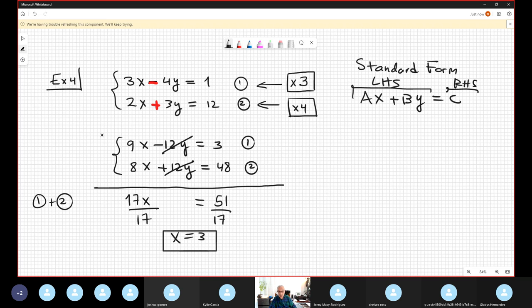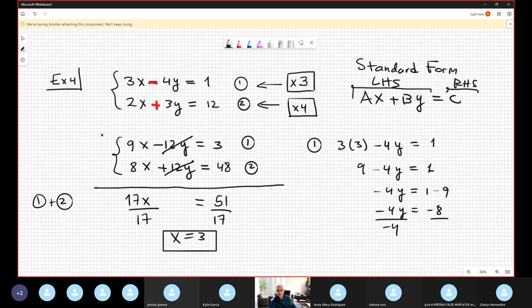Now I select, I don't know why, equation one. So I select equation one, and substitute x for three. Three times three, minus four y, equal one. This is my equation one, but the only thing I did was replace x for three. Three times three is nine. Okay, minus four y is equal one minus nine, is negative eight, divided by negative four, both sides, y is two. Now the solution is the ordered pair (3, 2).